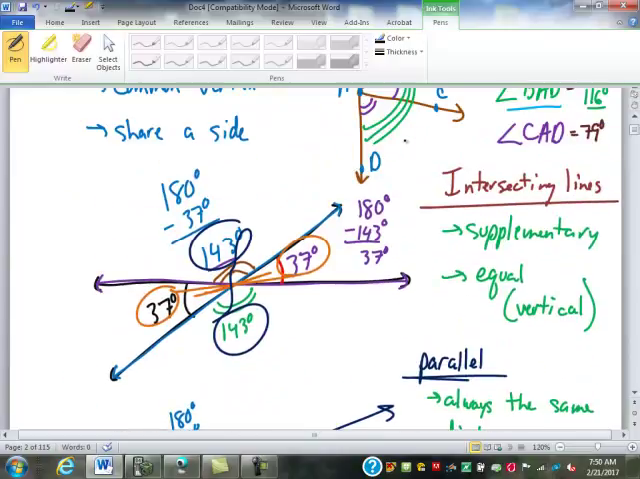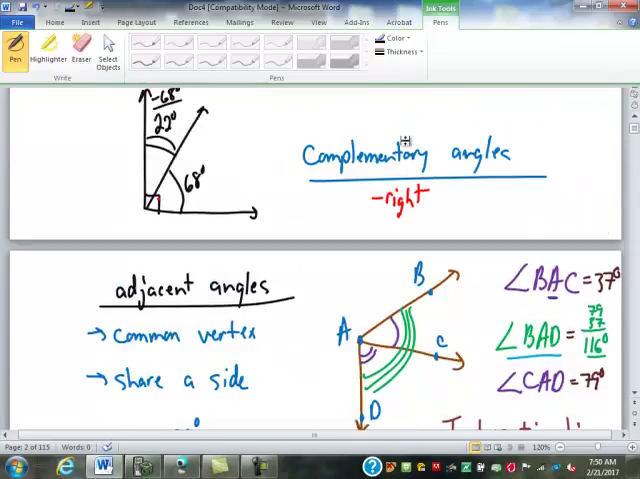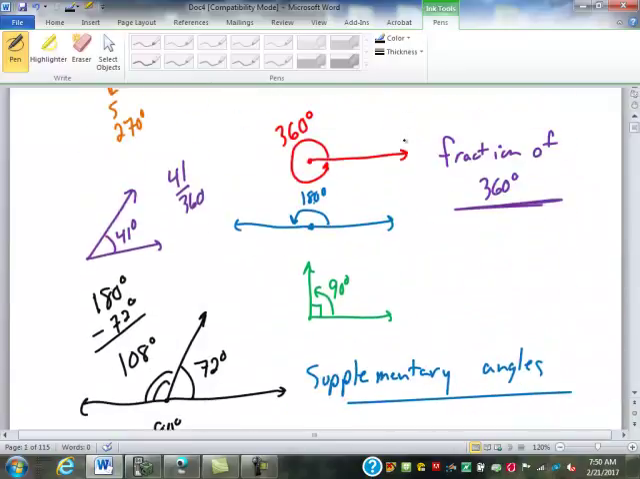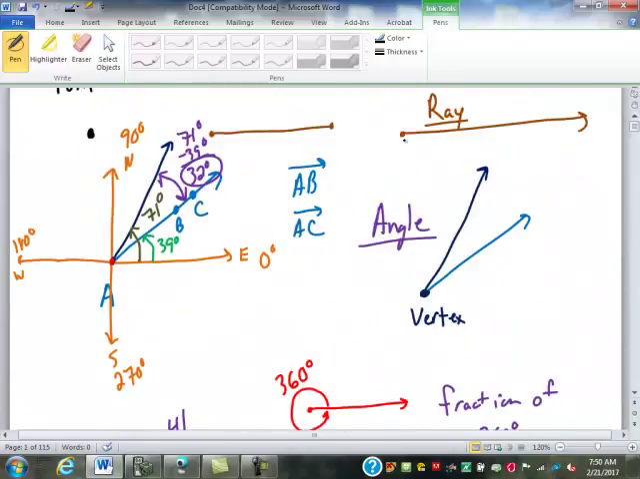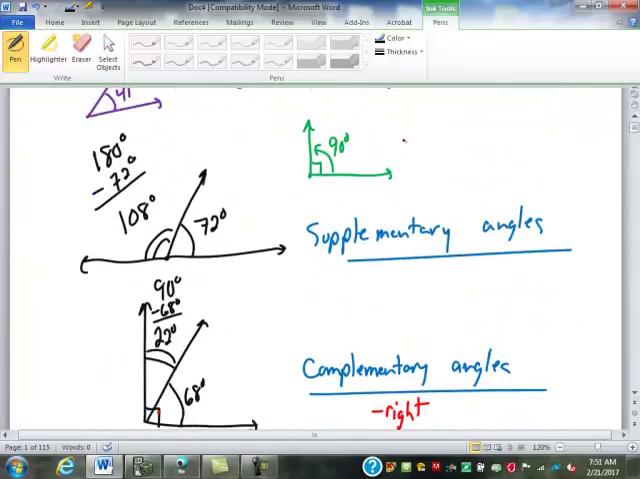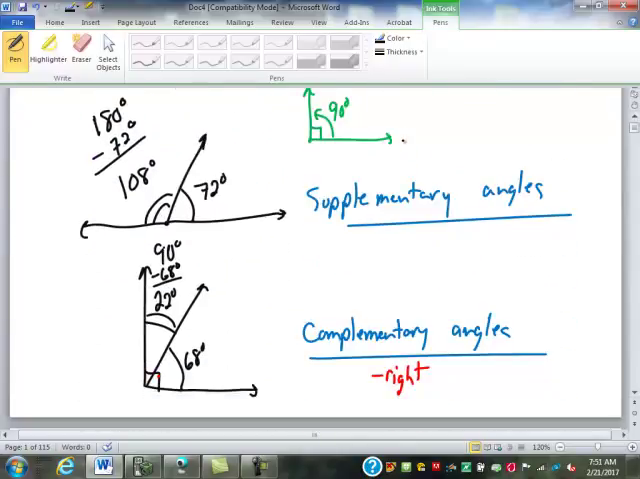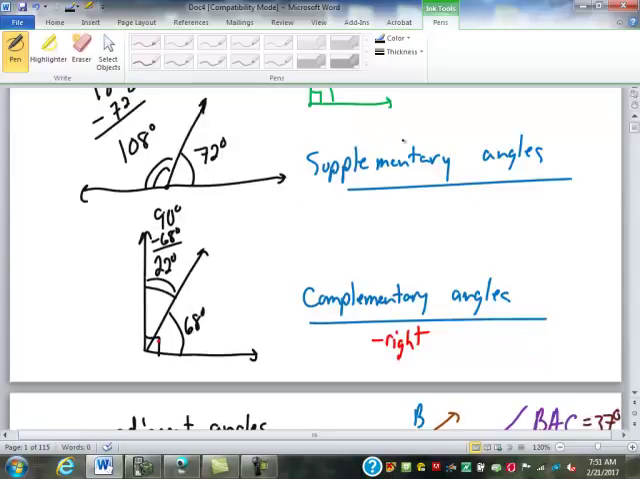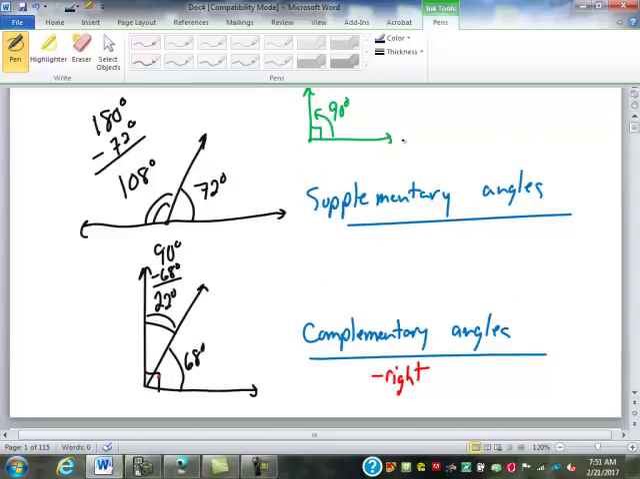Just go back up. Sure, which one? Like these? Supplementary and complementary? Yes. Okay.